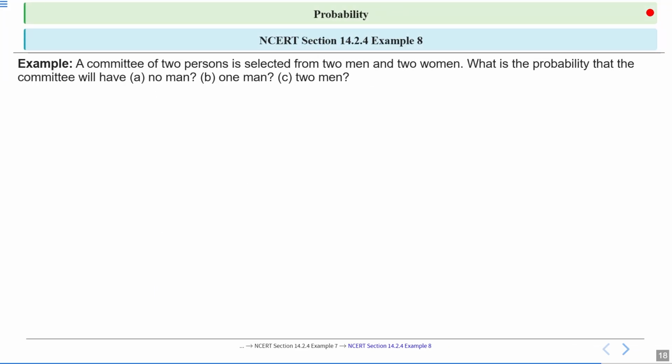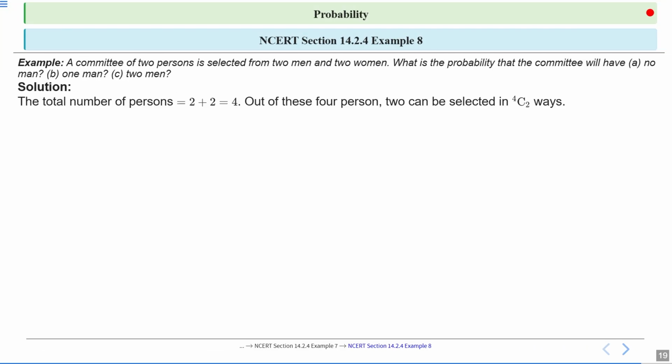Look at example number 8. In this example, a committee of two persons is selected from two men and two women. What is the probability that the committee will have no men? What is the probability that the committee will have one man? And what is the probability that the committee will have two men? So students, how can you approach this example? Try this example. We will solve it now.